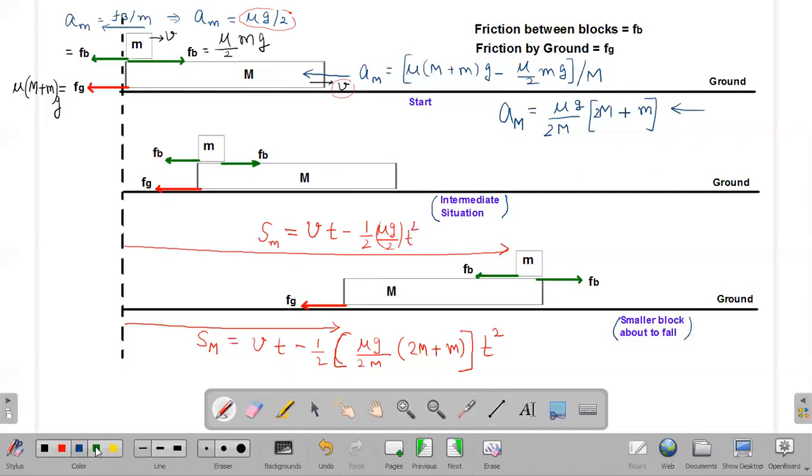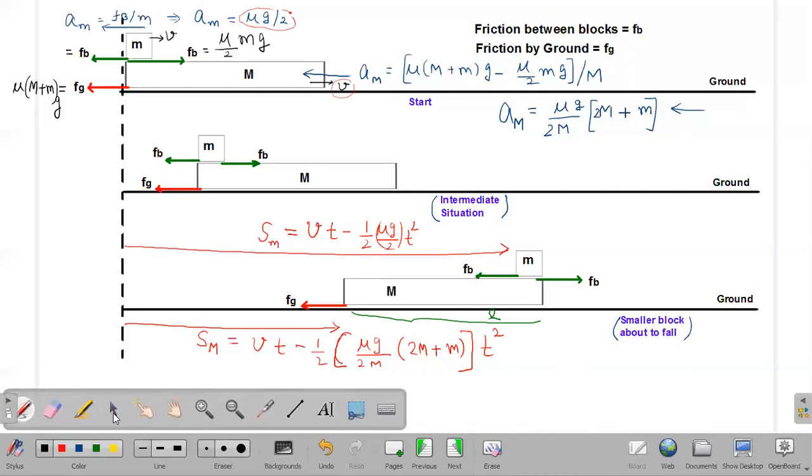It is very obvious that the upper block is moving more distance than the lower block, then only it will fall off. And what is the difference between them? The difference between these two displacements is nothing but the length of this lower block, which is given as small m.